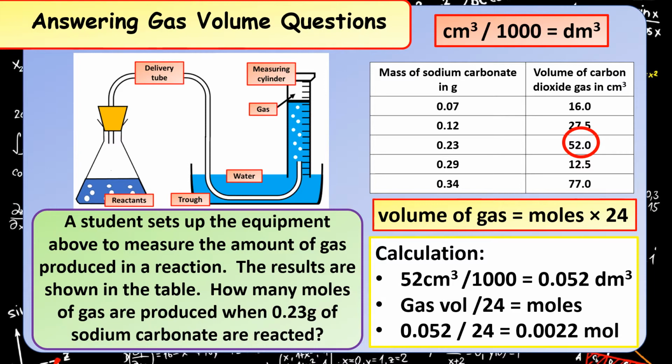So the volume of gas divided by 24 will give us the number of moles. And finally, we're going to go and put our numbers in that we've previously worked out. So we've got 0.052 decimetre cubes worth of gas divided by 24, which would give us 0.002 moles of carbon dioxide being produced.